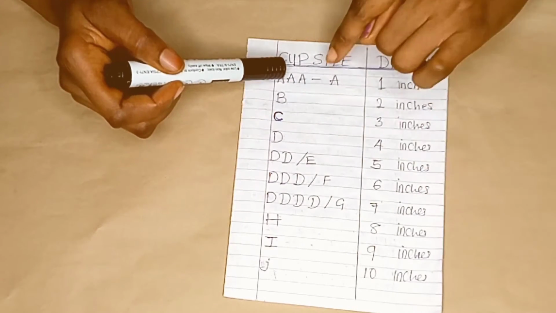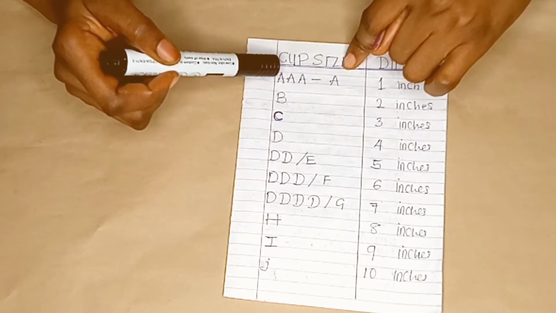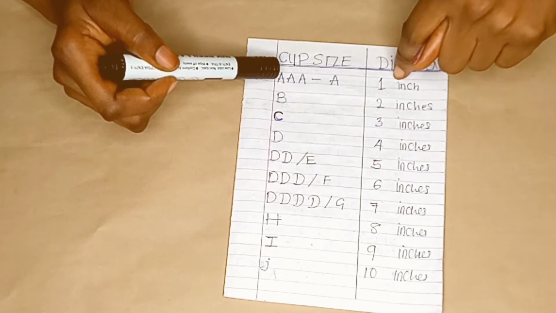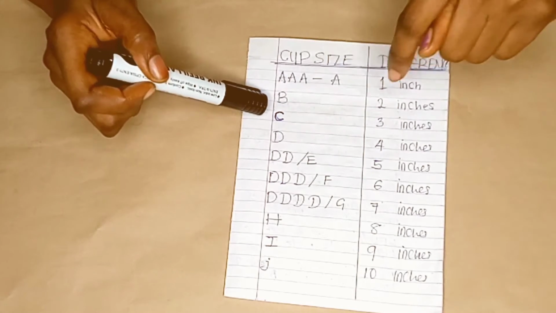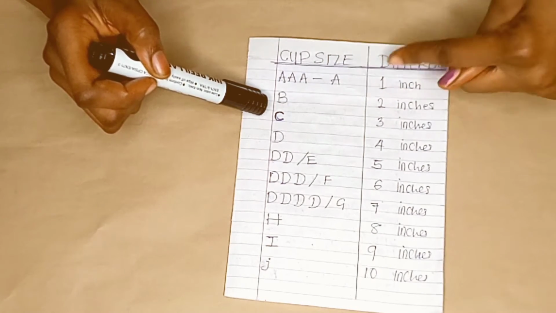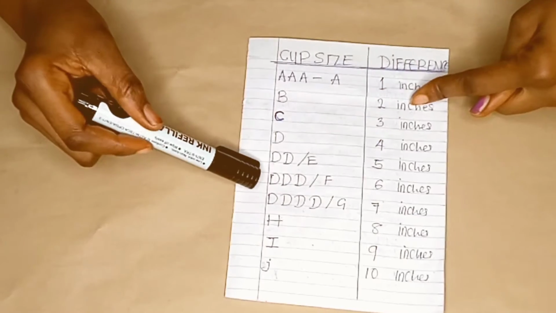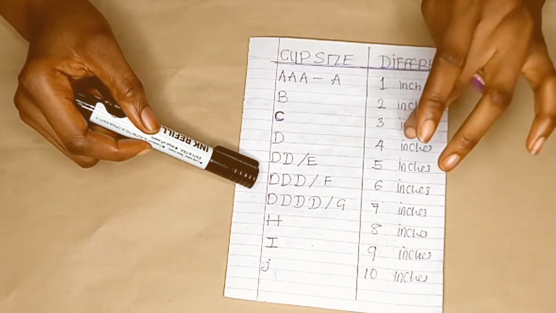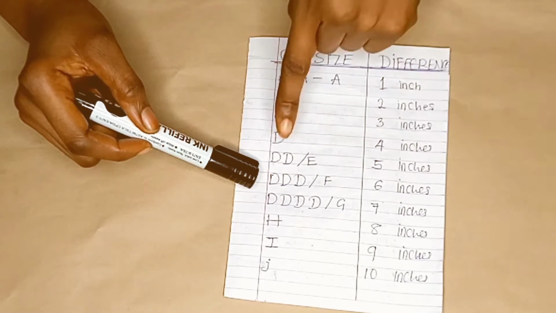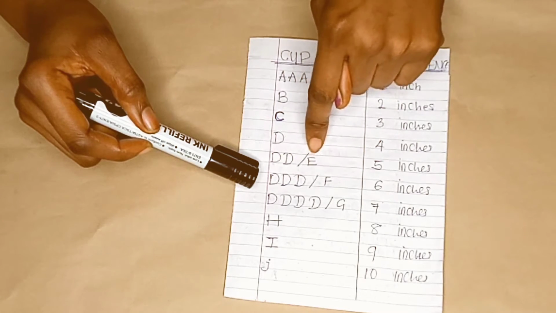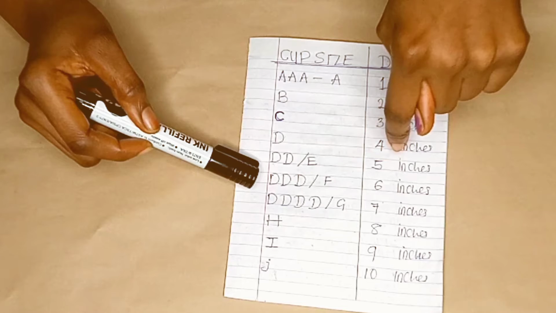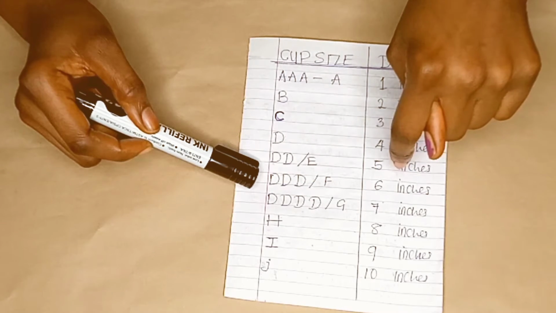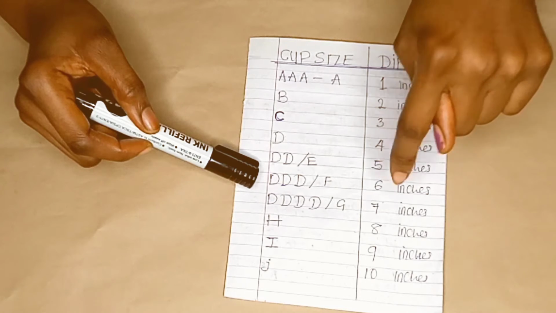Okay, so this AAA to A is for a smaller cup, and for people with small boobs, we have 1 inch difference for that. For the B cup size, we have 2 inches difference. And for the C cup size, we have 3 inches difference. Then for the D cup, we have 4 inches difference, and so on. We also have the double D/E cup size, which is 5 inches difference. And then for the triple D/F cup size, we have 6 inches difference.